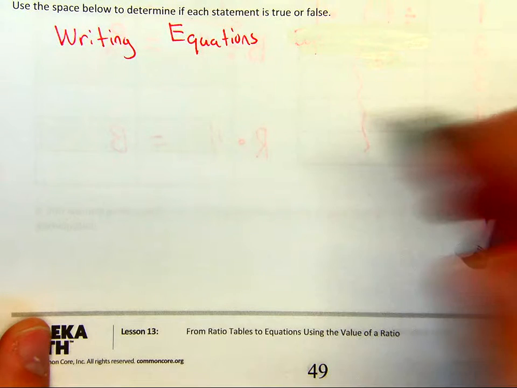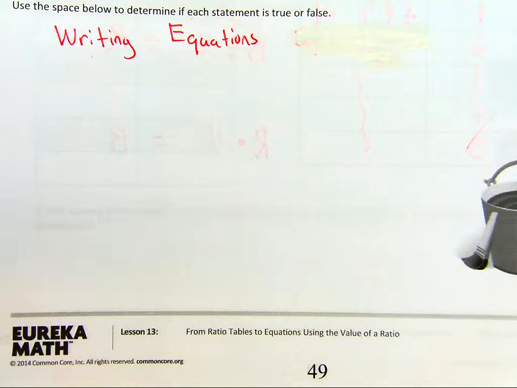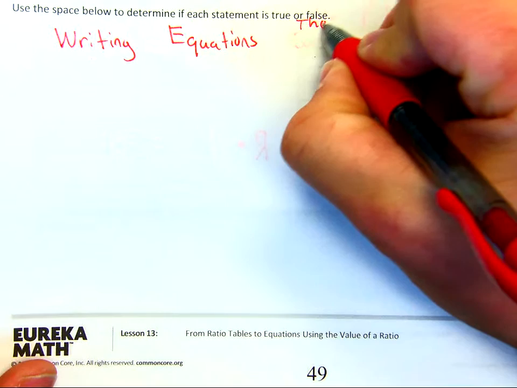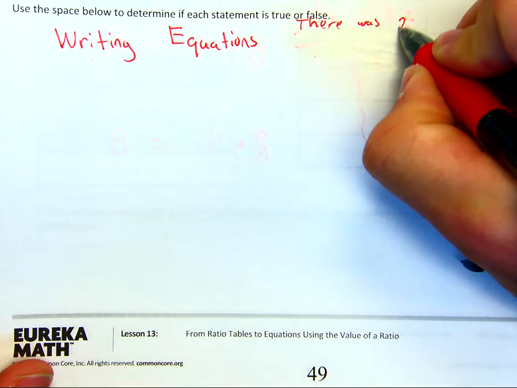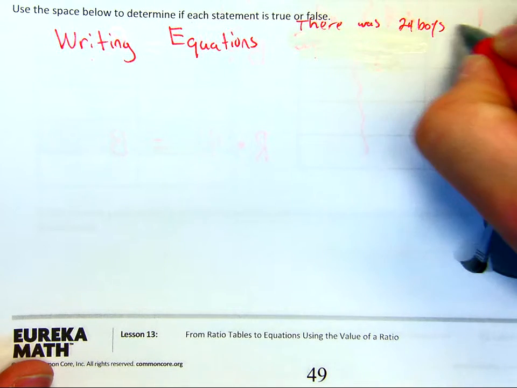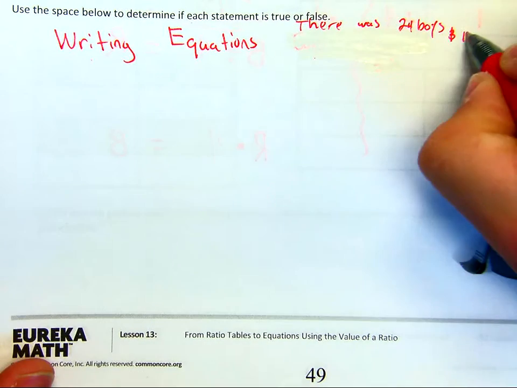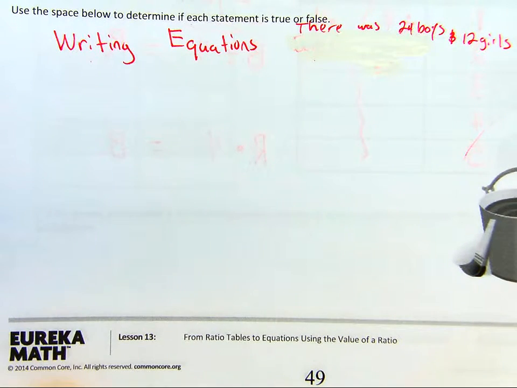Alright, so I'm going to talk about writing equations. We're doing this with our ratios. And so let's just say there was 24 boys and 12 girls. Alright, 24 boys and 12 girls.